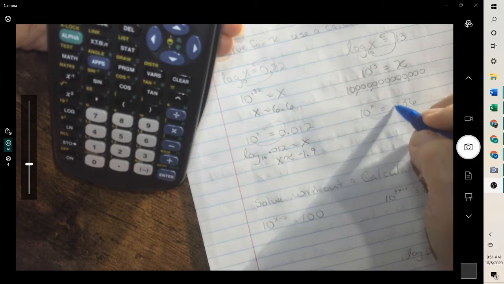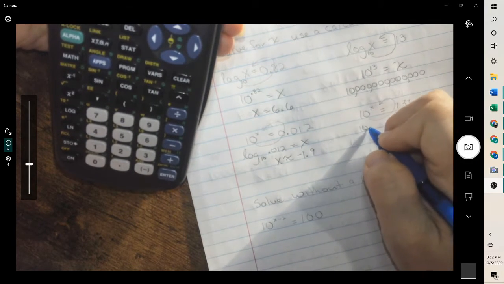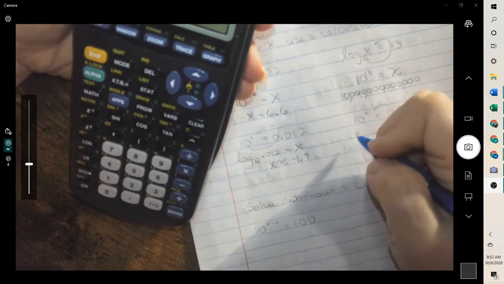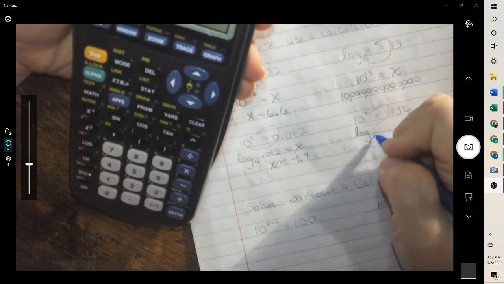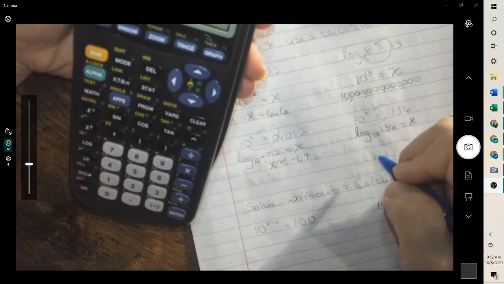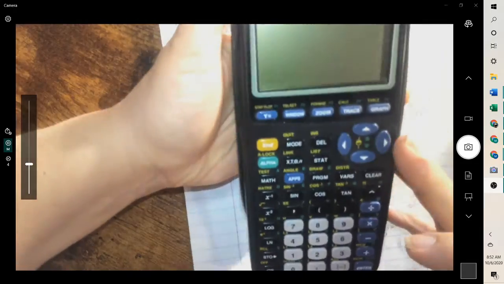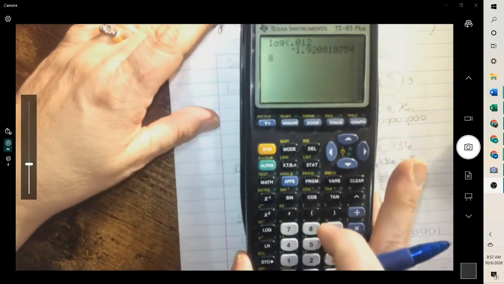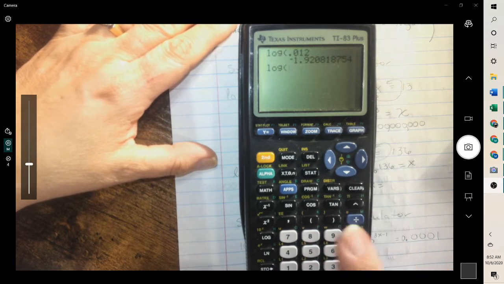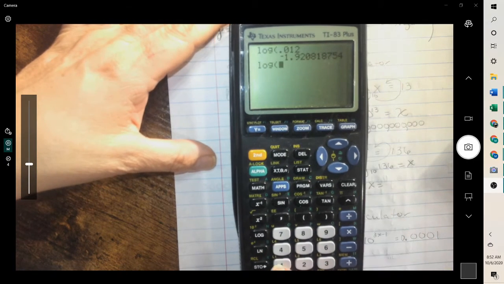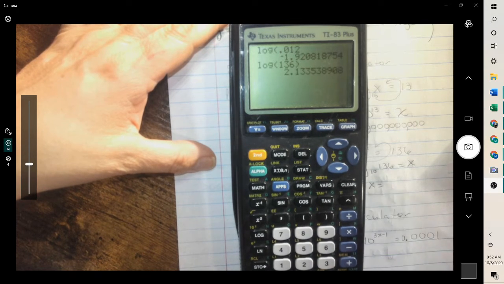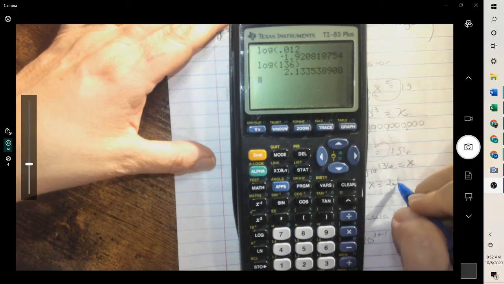This one, again, rewriting it. Log, writing a 10. Log base 10 of 136 equals x. Plugging that in. Log, remember the calculator's automatically base 10, 136, 2.1.